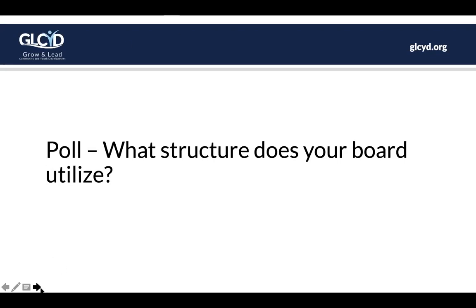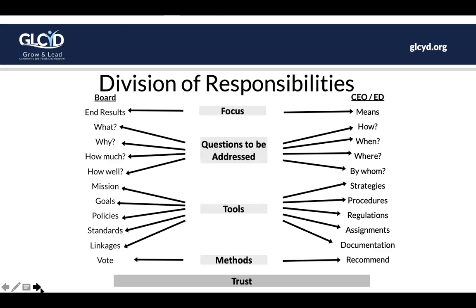All right. So now the division of responsibilities. I think this is the most popular slide of this presentation. And it really looks at what does the board talk about in the board meeting? And this is for organizations with staff members. I should preface it like that. So for organizations with staff members, what is the board looking at and what does staff take responsibility for?